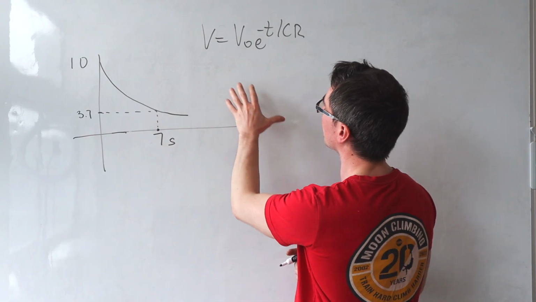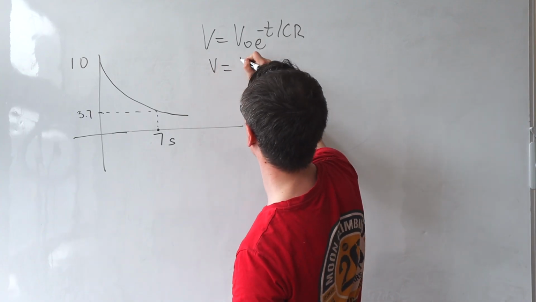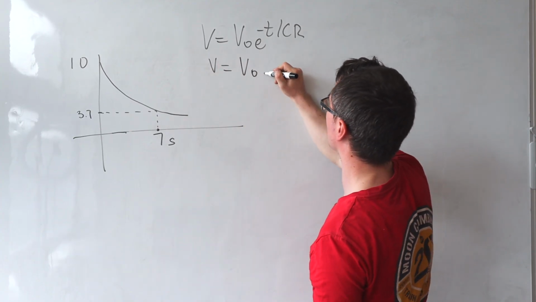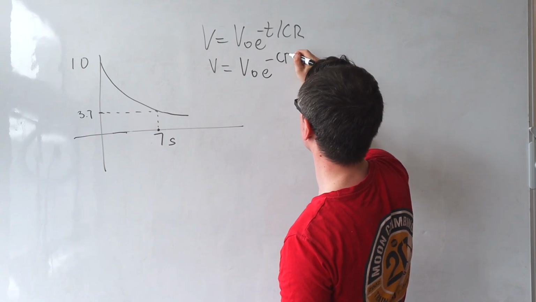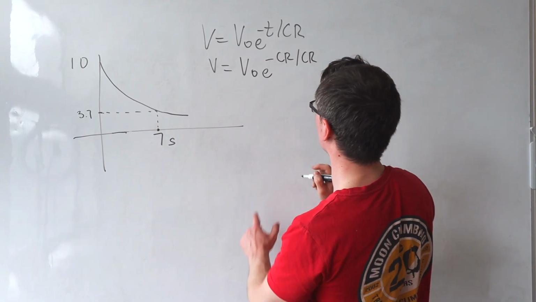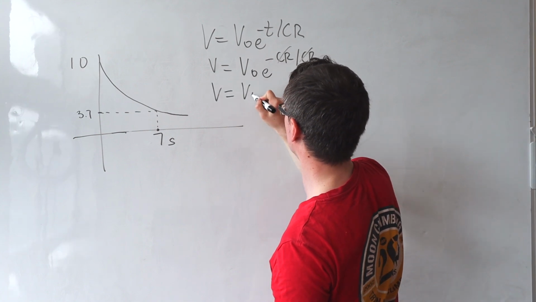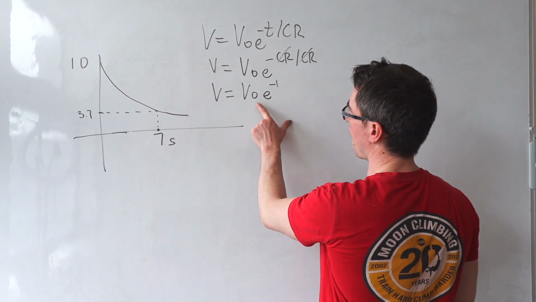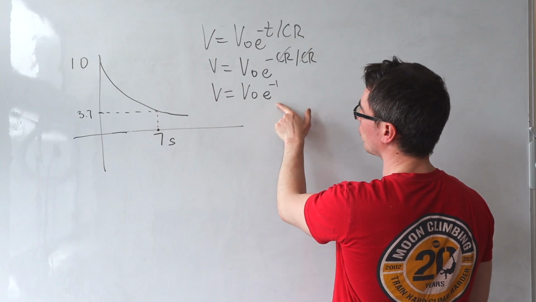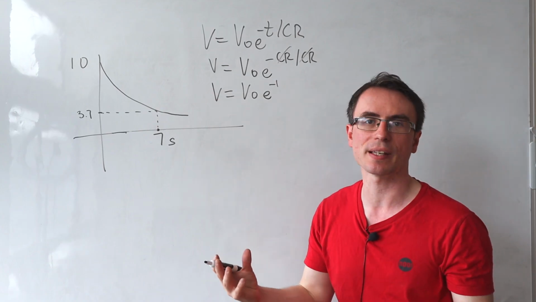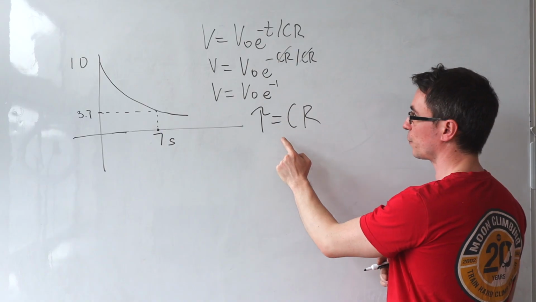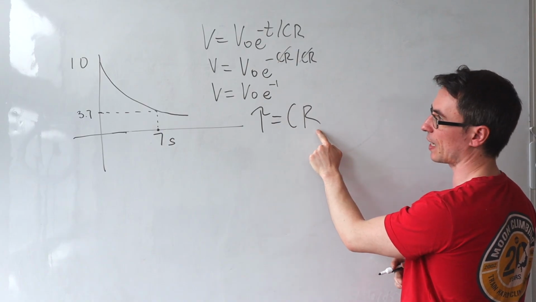How does that work? Well, if we said V is equal to V naught e to the power of minus t over CR, when t is CR we get minus CR over CR, meaning that V will be equal to V naught e to the power of minus 1. And this factor 1 over e is around 37%. So the mathematical expression for the time constant is C times R.